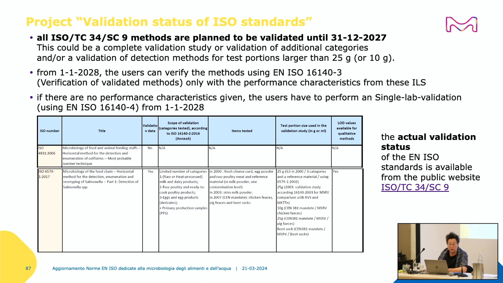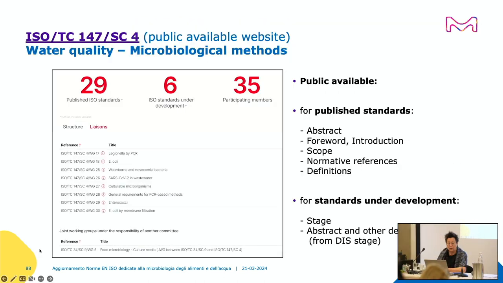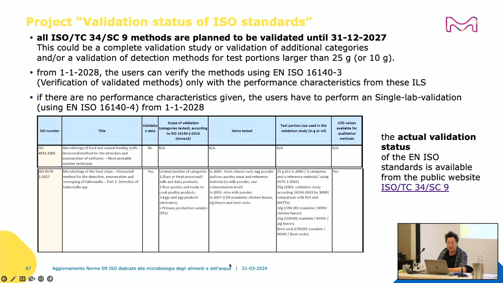If you want to know which methods are already validated for which matrix, you can use these tables on the ISO website. Unfortunately, I cannot enlarge, but I will not go into detail. So there are tables which are listing for which ISO methods we have validation data for which food categories or feed and for which sample size, which is also important. So look at the ISO website, you find a lot of details.